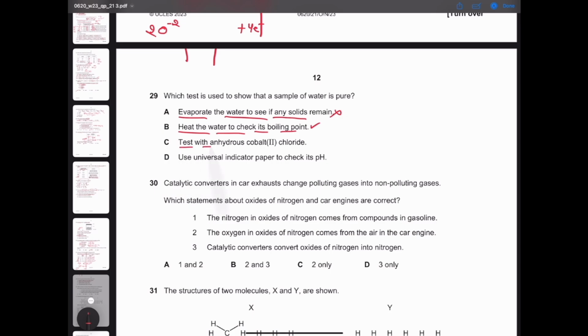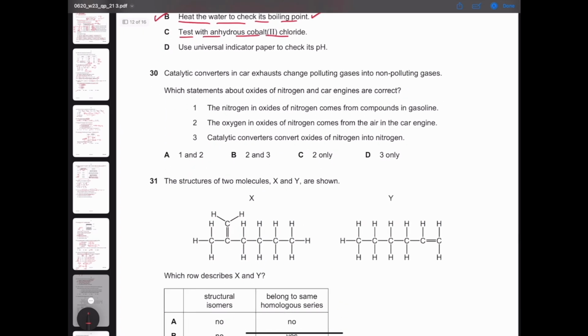Test with anhydrous cobalt chloride. See, the tests with cobalt chloride and copper sulfate are tests to check whether water is present or not. Now, it can be present in pure or impure form. That doesn't matter. They will just show you whether water is present or not. This test is regarding purity, so for that, the best test is to check the boiling point. Due to impurities, it varies.